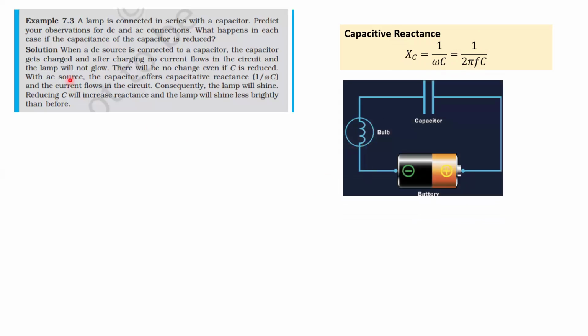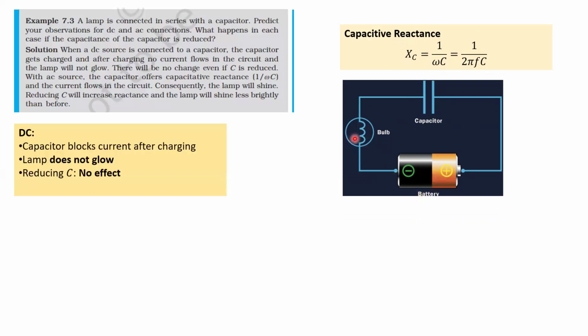Capacitor is connected to direct current. This is the capacitor. I'm connecting it to the battery. There is a direct current through the bulb. Capacitor, bulb, and direct current. Now, what happens to the bulb? Whether it will glow or not. Capacitor blocks current after charging.